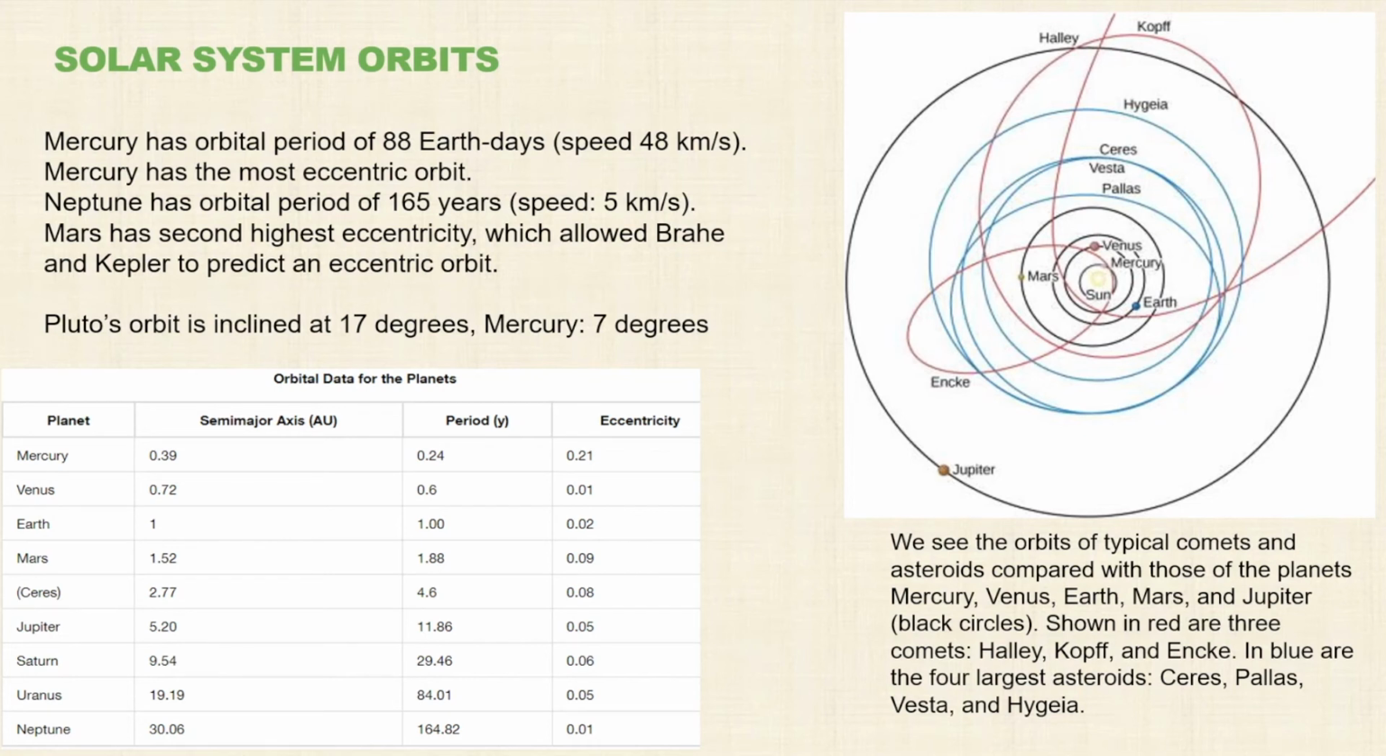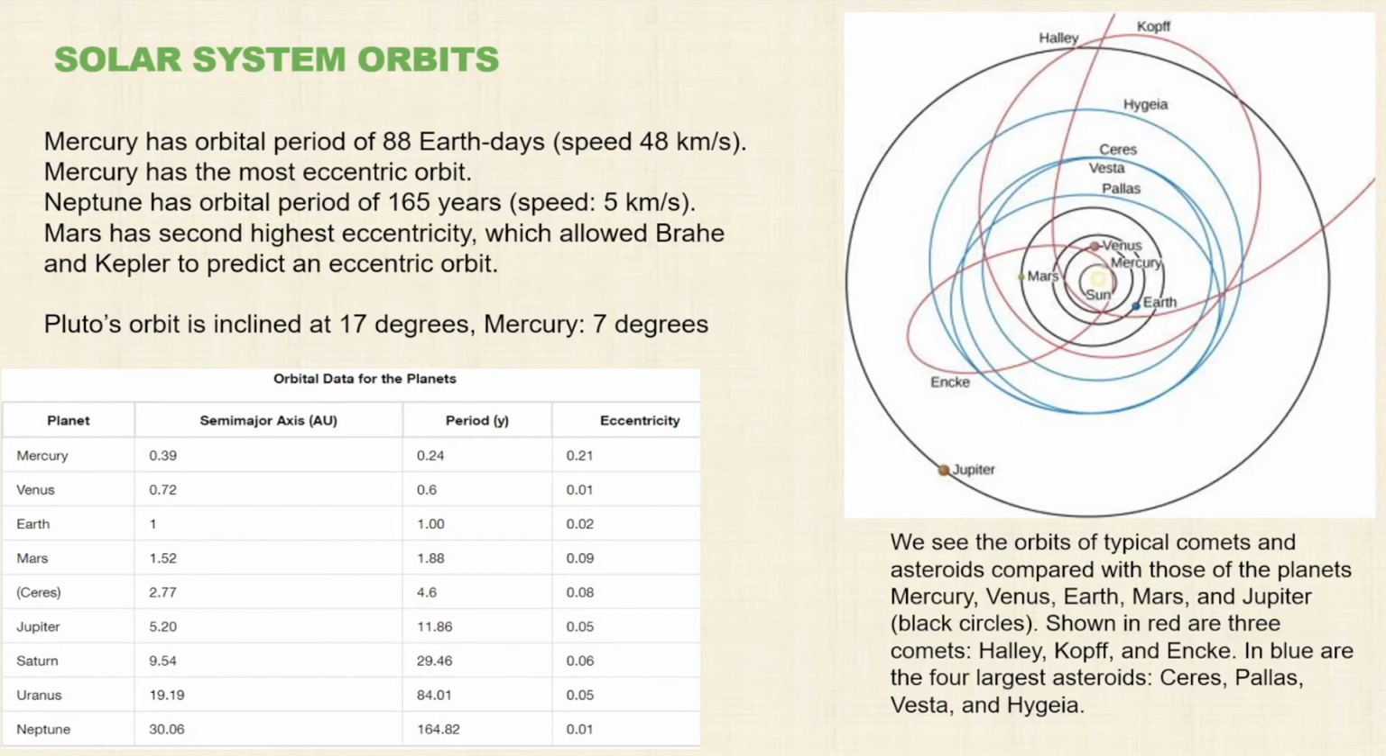And here are some facts. Mercury, closer to the Sun, has a higher orbital speed, 48 kilometers per second, and takes 88 Earth days to go around. Neptune, the farthest one, takes 165 years to go around. 250-some years for Pluto to go around. As you go farther out, the velocity decreases.